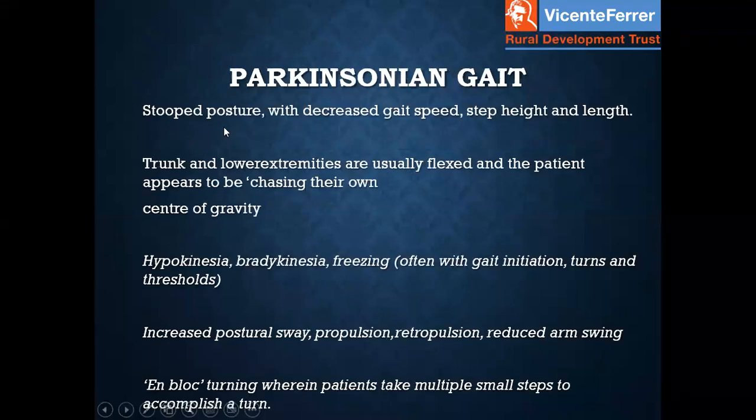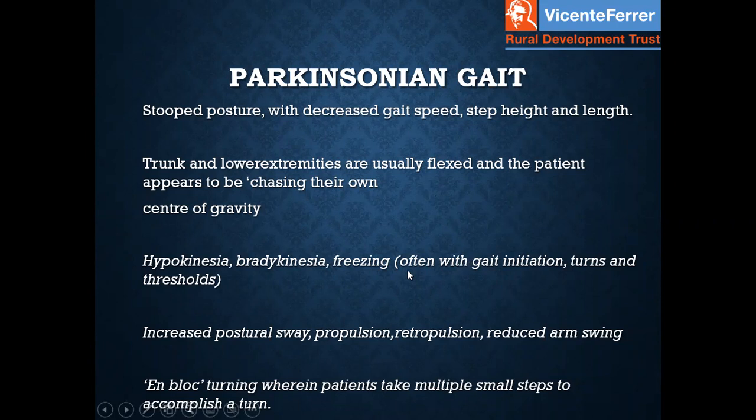We'll see this Parkinsonian gait. So obviously it is seen in bilateral basal ganglia lesions. The child will have a stooped posture with decreased step speed, step height and step length. Trunk and lower extremities are usually flexed, and the patient appears to be chasing their own center of gravity. So festinate gait, as it is commonly called, they will have short step length but with fast steps, and other associated findings will be hypokinesia, bradykinesia, and freezing.